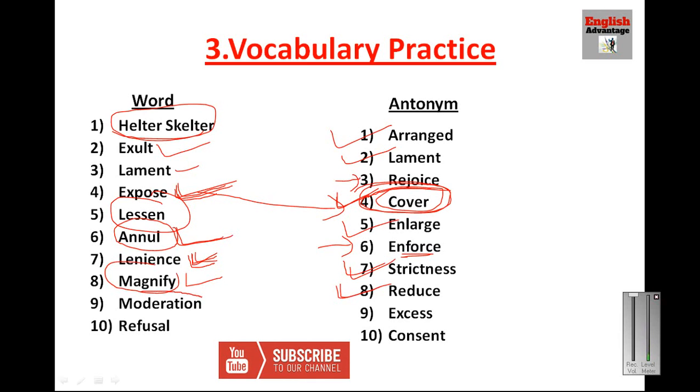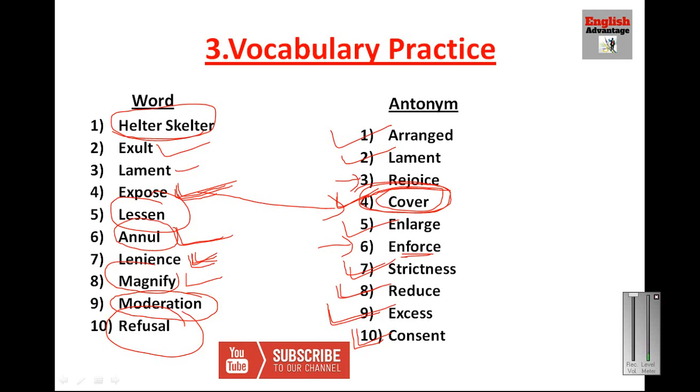Moderation. Moderation means something is in control. It is not in excess. Excess means too much. Refusal: if you deny something, denial is called refusal. If you are not accepting something, that is called refusal. And consent means to agree to something, agree. So refusal and consent are opposite words.